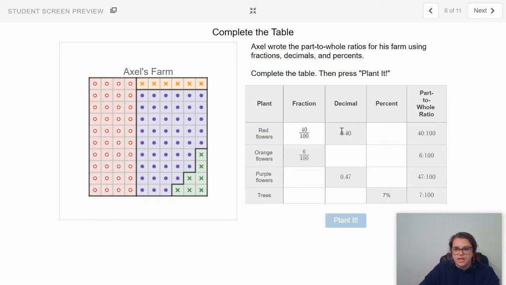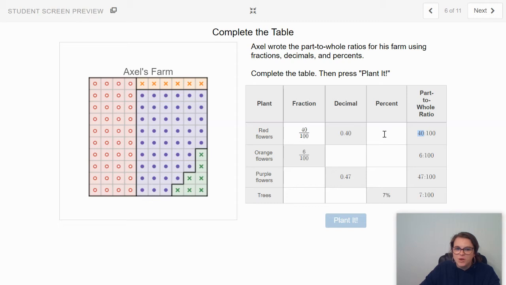For the decimal, it already does it for us as an example, which is really helpful. So when you have 40 as a part and your whole is 100, you can just write 0.40. That just means you took the 40 that we counted up as the red flowers and put it right behind the decimal point. Easy enough.